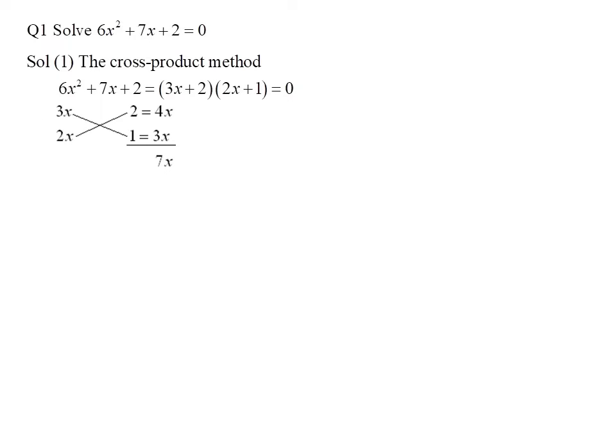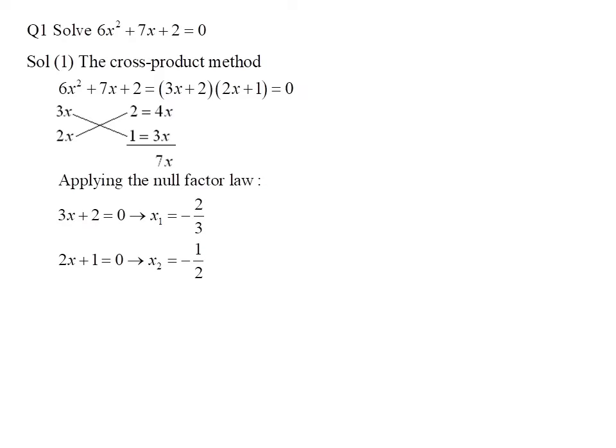Here we just show the correct combination, which is the factor 3x cross times 1 and the factor 2x cross times 2, which produce the middle term 7x. After factorizing this trinomial quadratic, the null factor law is applied to solve this quadratic equation. And we find x equals negative 2/3 or negative half.